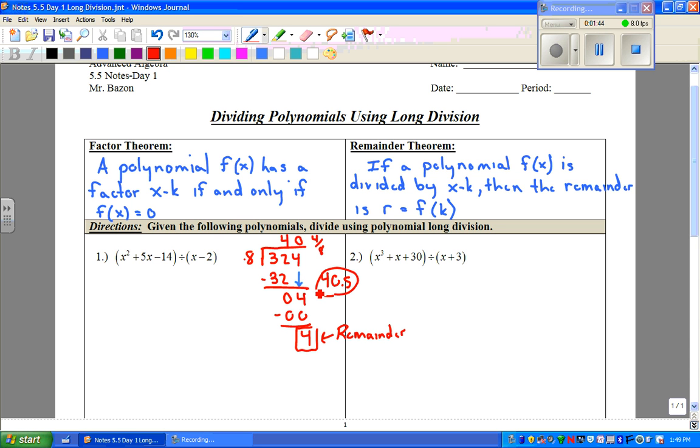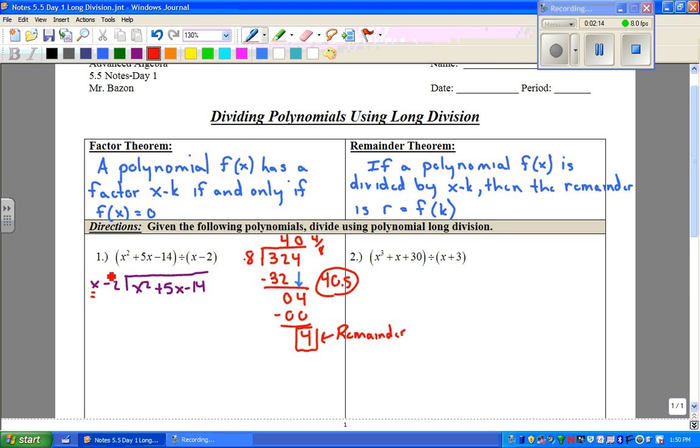Now, this is very similar to that. We're going to take our polynomial and what it's divided by, and put it into this format here. For this one, you're going to have x minus 2, and you're going to take x squared plus 5x minus 14. So right now we have x squared plus 5x minus 14 divided by x minus 2. And all we're going to do is look at this right here.